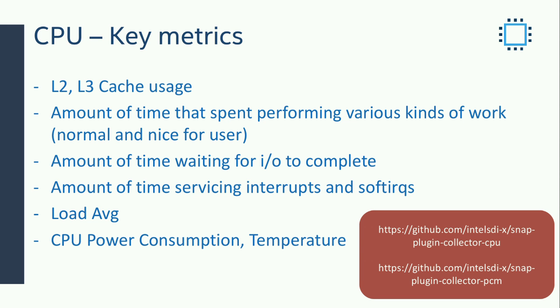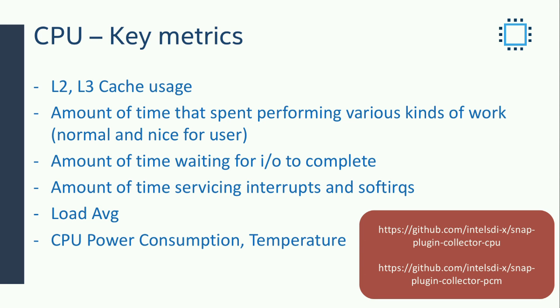And also it's one of the biggest problems for multi-tenant systems, when you have multiple VMs and they can easily start monopolizing the system because they started using especially L3 cache. Another thing is the amount of time spent performing work. This is mostly for normal and nice, and for the user, this is very important.